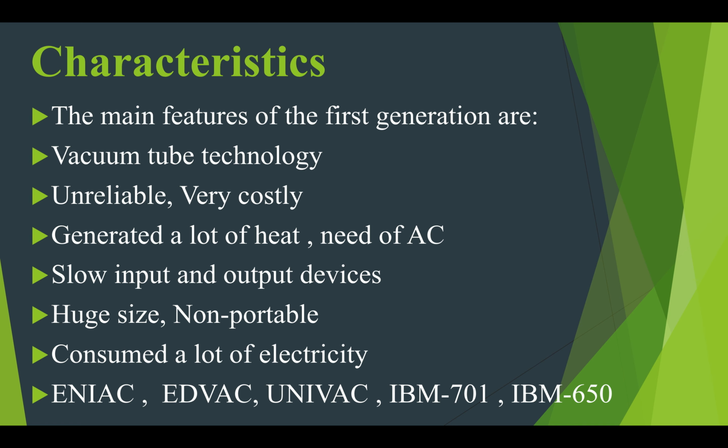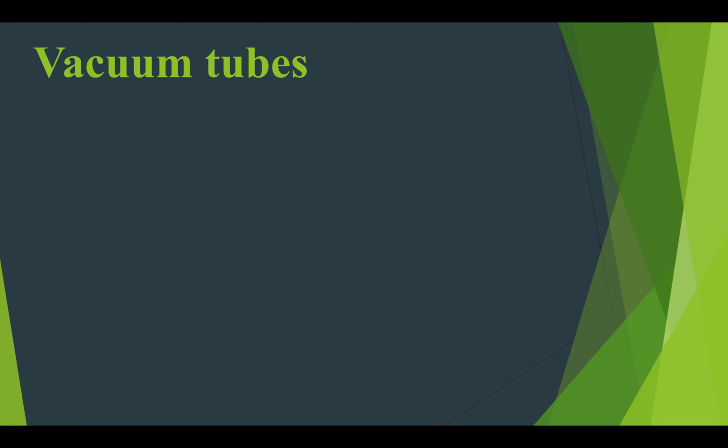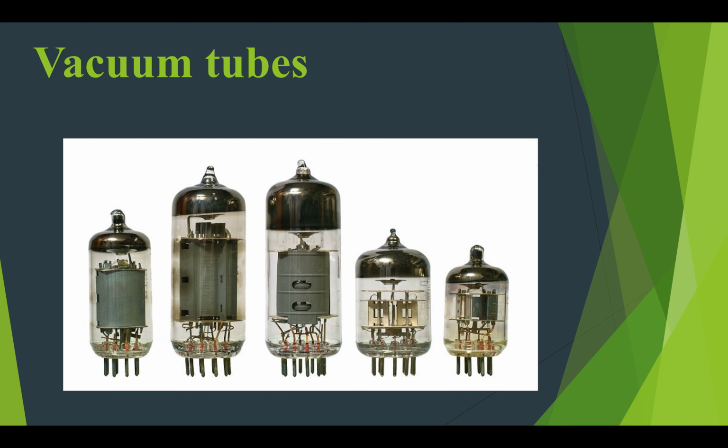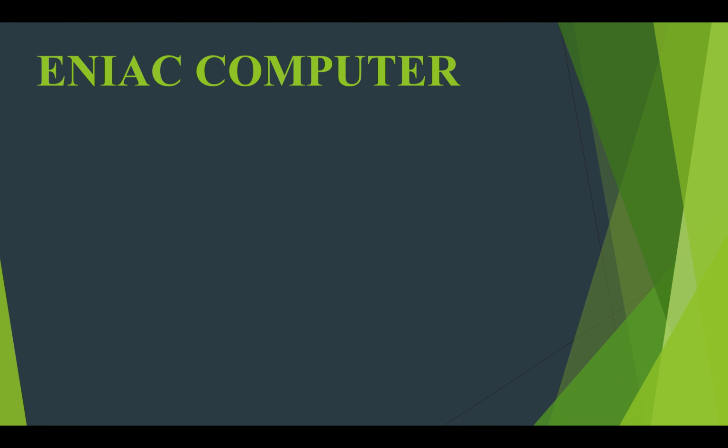The examples of the first generation are ENIAC, EDVAC, UNIVAC, IBM 701, IBM 650. Dear students, what is a vacuum tube? Vacuum tube looks like a little lamp. It operated as a switch that opened and closed continuously to process the information. Now let's see the first most famous computer of that time.